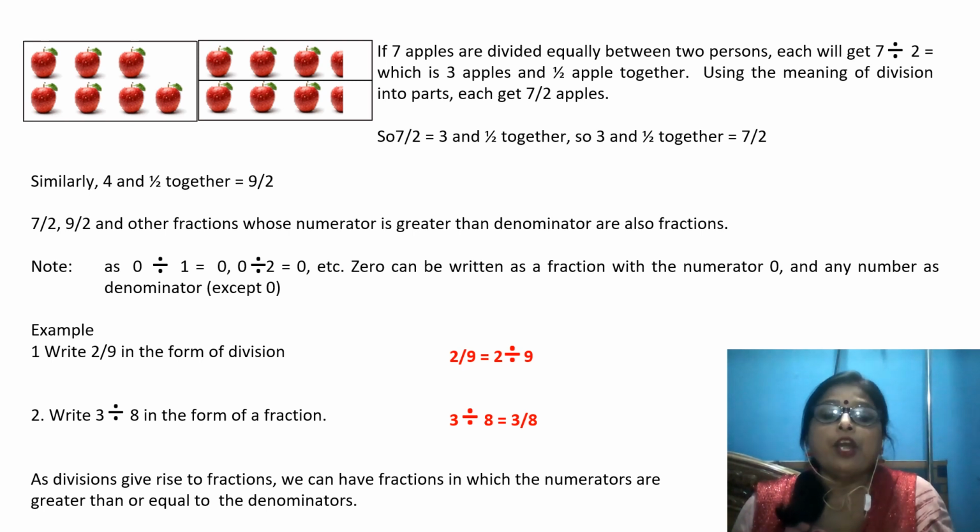In this way, you can change a fractional number into division form, and a number given in division form into a fractional number. This is the way to write a fraction in division form. Our division gives rise to the fraction. We can have fractions in which the numerator is greater than or equal to the denominator.